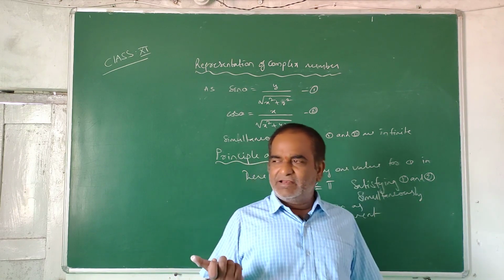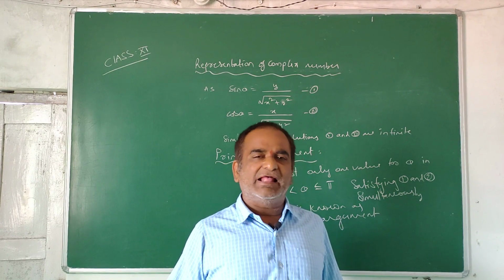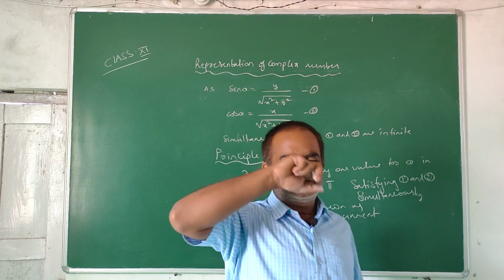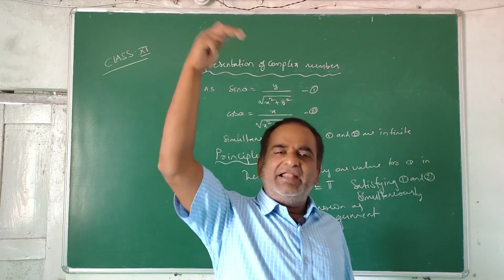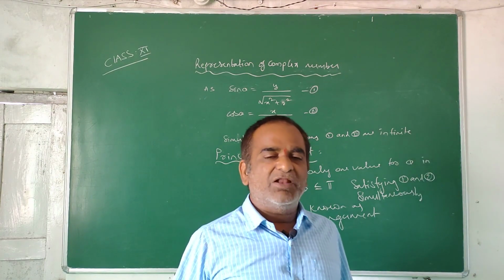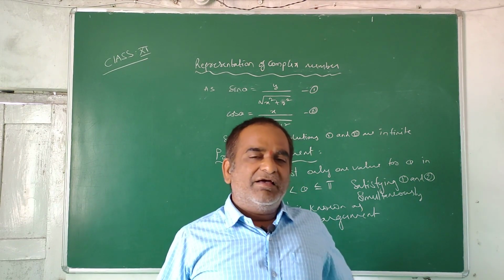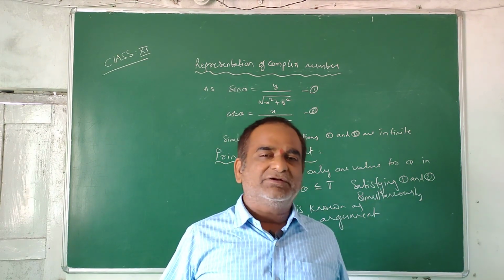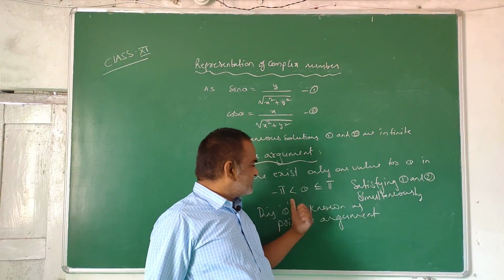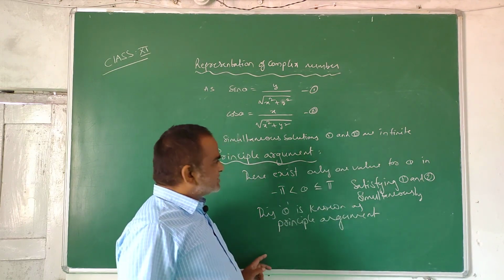So if the examiner is asking you to find the argument, it means the principal argument, unless some limits have been mentioned. Suppose the examiner chooses some limits and in that interval asks you to write all possible arguments, then that is a secondary case. But if you were asked to find simply the argument, you have to search within these limits only. That means you have to find only the principal argument. Understood?